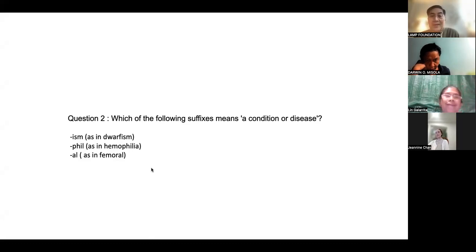Okay. So the answer is: of or relating to the arm. Brachial. Which of the following suffixes means a condition or disease? Ism.